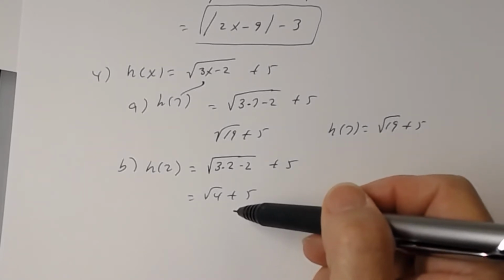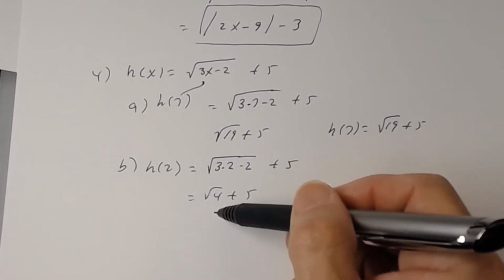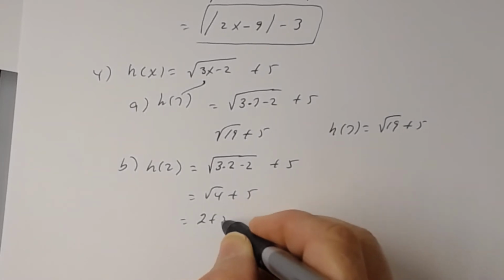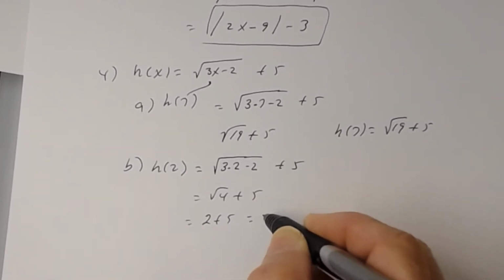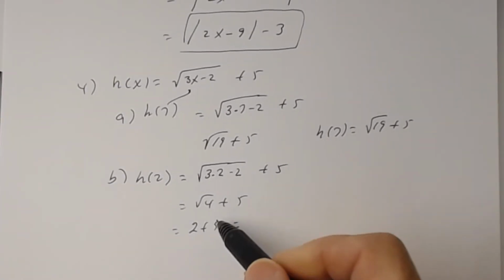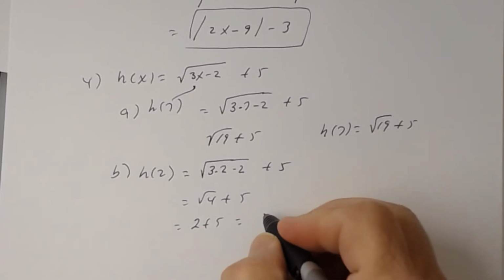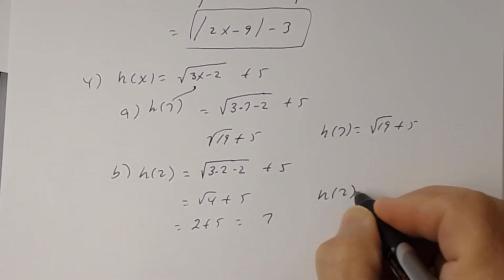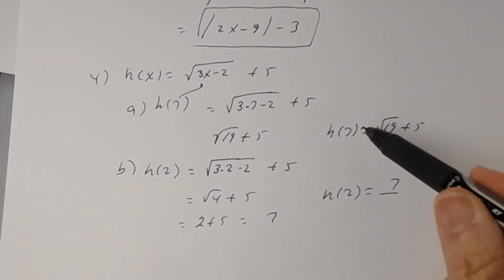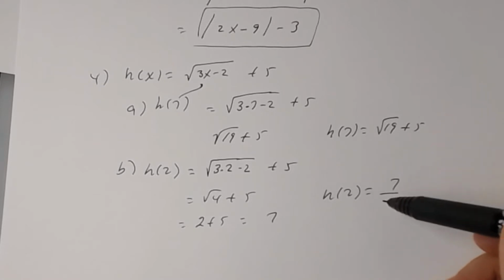Why is that? Because you know how to deal with the square root of 4. What's the square root of 4? 2. So 2 plus 5 is what? Yeah, see, now you can combine like terms, right? Because both of those are rational numbers. 2 plus 5, you know what that is? That's what? 7. So h of 2 this time is just what? 7. So notice the difference between part A and part B, how your answers were written.